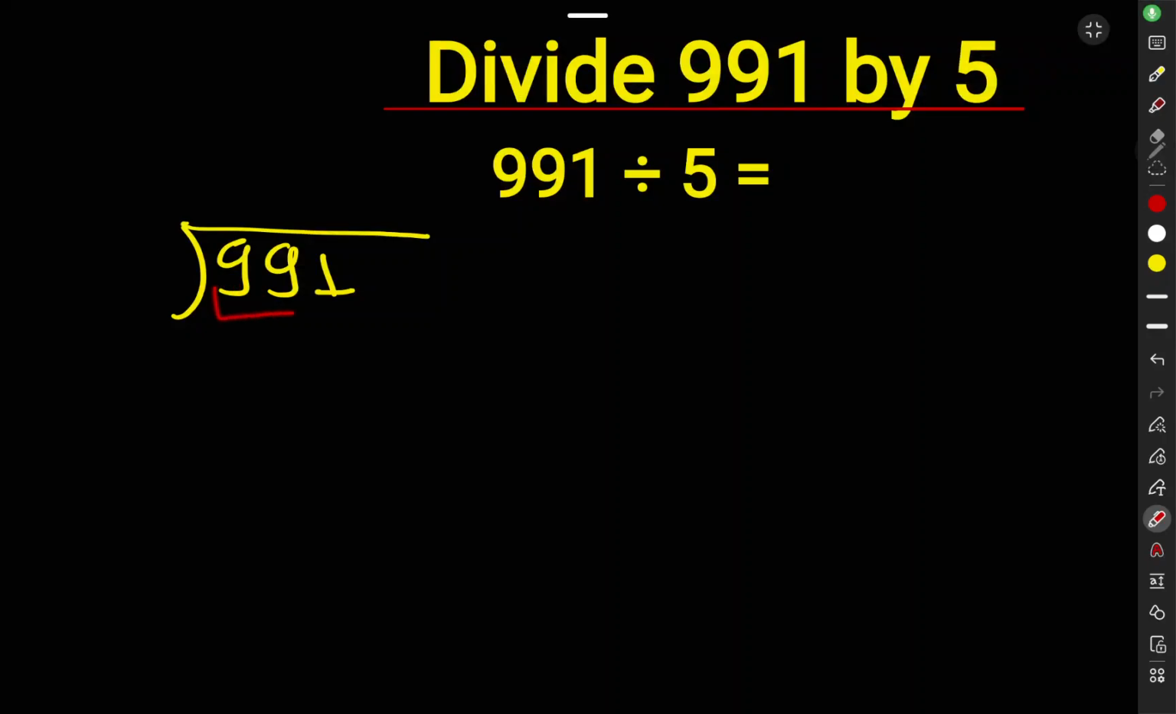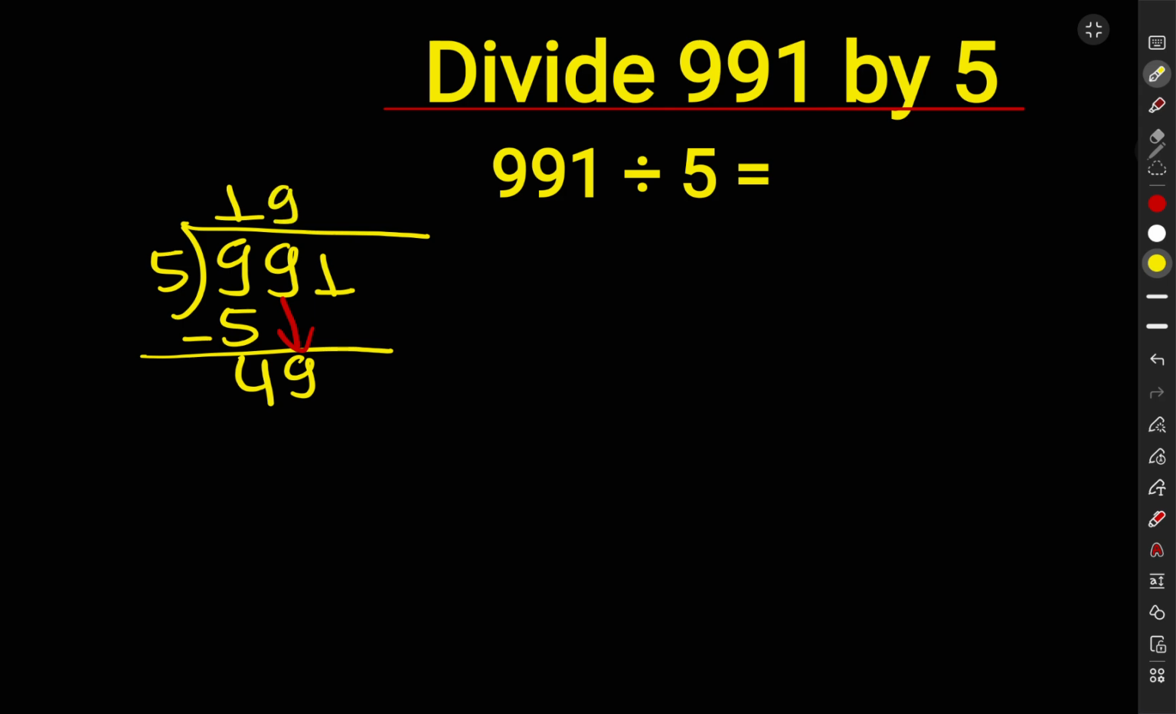Divide 991 by 5 in long division method. 5 times 1 is 5. On subtracting we get 4. So now we put down this 9 and it is 49.